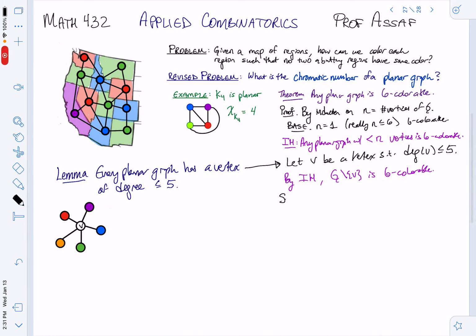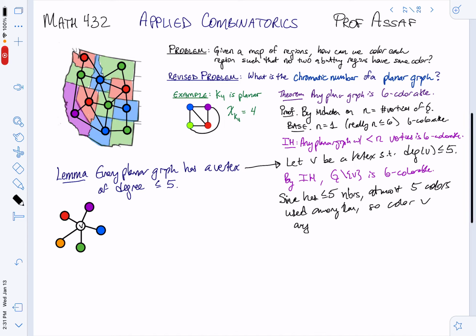So since V has less than or equal to 5 neighbors, there are at most 5 colors used among them. So color V with any other color among the 6 choices, the 6 color options. And that's it. Now we're done.